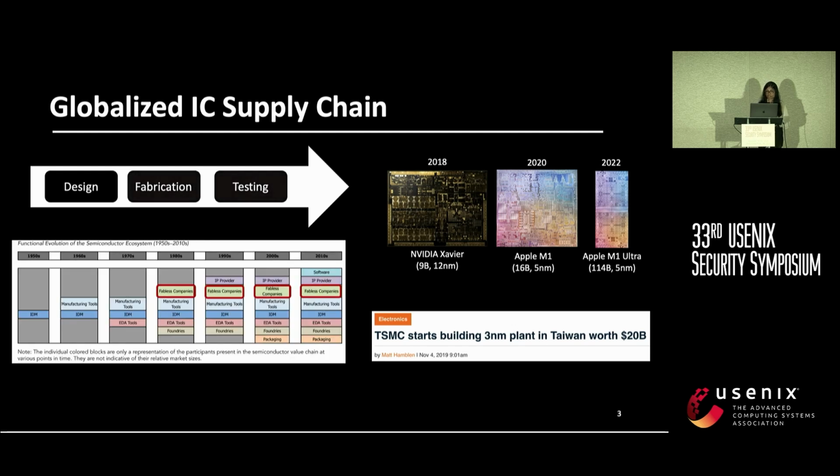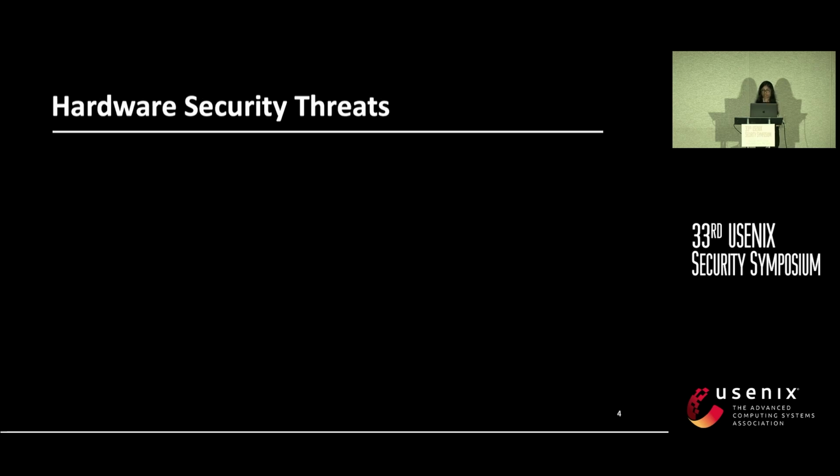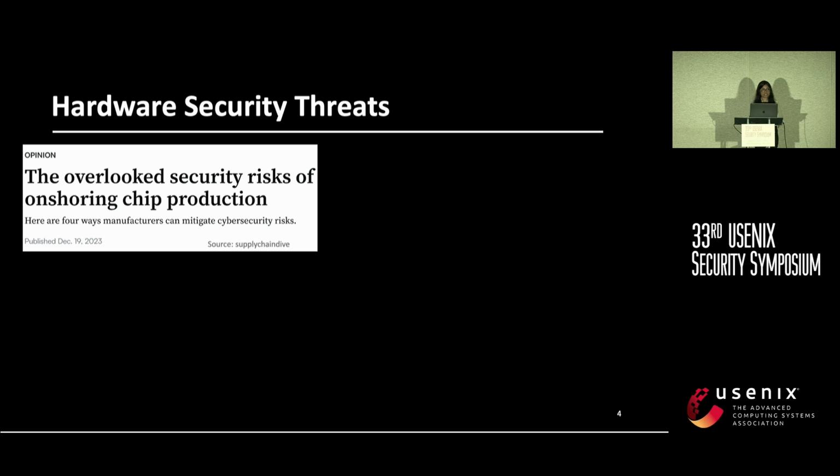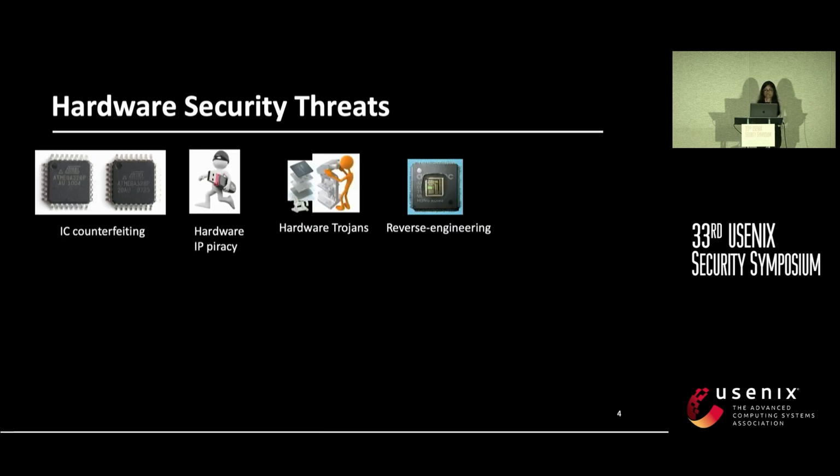Thus, the IC design companies have adopted a globalized IC supply chain where the fabrication and testing of the chip are outsourced to third-party facilities. The involvement of third-party facilities has led to different hardware security risks such as hardware trojans, IC counterfeiting, reverse engineering, and hardware IP piracy. In this work, we focus on hardware IP piracy.